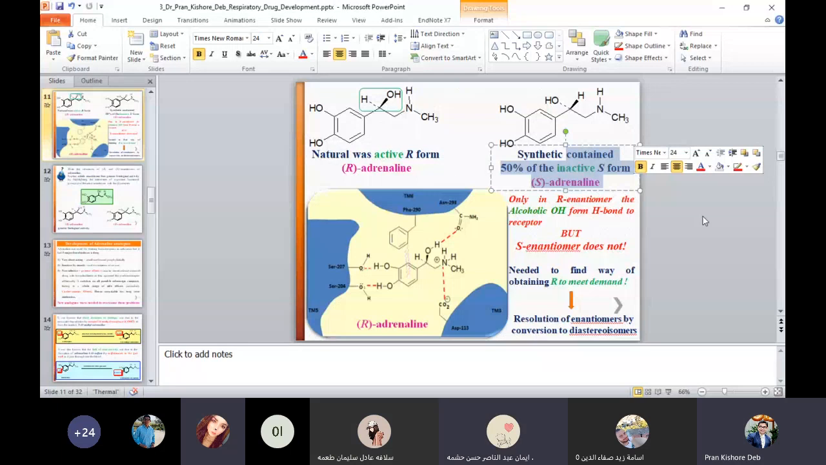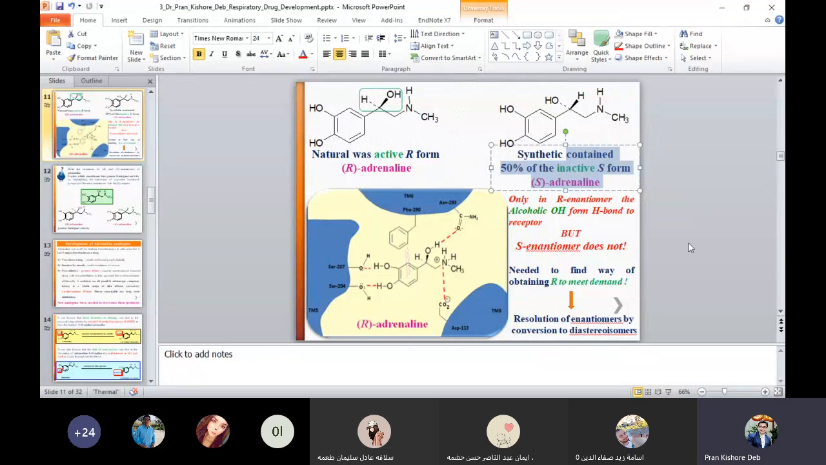R for respiratory drug. R for right answer. So this is the way you remember, then you know the rest of the logic. Just like 2 lungs, beta 2; 1 heart, beta 1. Just like that, you can also remember R for respiratory.